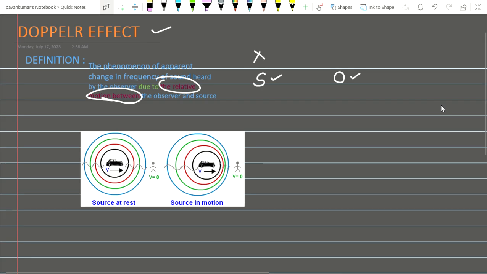We will observe the Doppler effect only when the source is moving towards the observer or moving away from the observer, or the observer is moving towards the source or moving away from the source, or the source and observer are moving towards each other, or moving away from each other. These all 6 cases are referred to as relative motion.